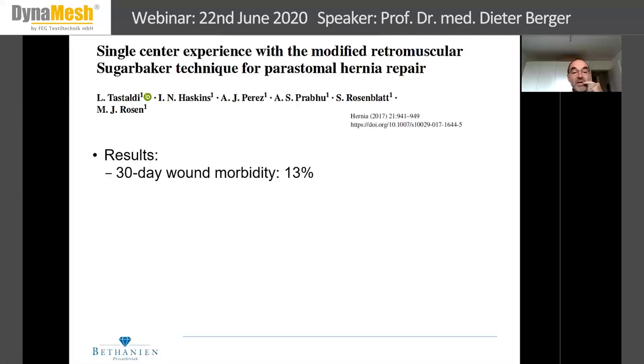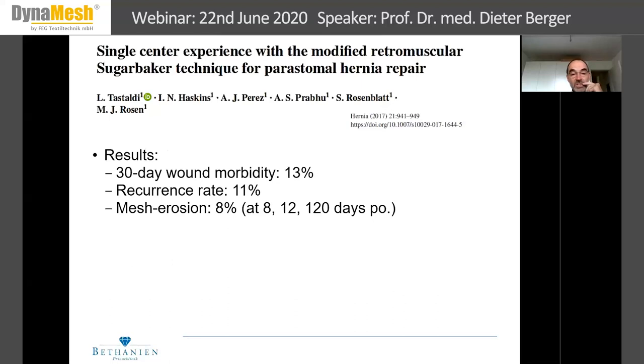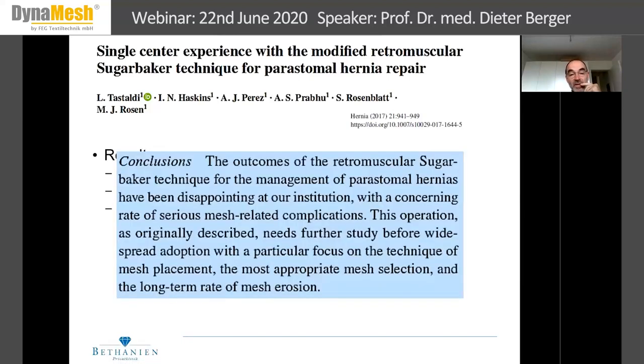And what they found was normal 30-day wound morbidity in a case of open surgery and transversus abdominis release, recurrence rate of 11%, which may be acceptable in the long run. But what is not acceptable is a mesh erosion problem in 3 cases, 8%, at 8 days, 12 days, and even 120 days postoperative. So the authors proposed that this is not a procedure which should be generally used until further studies reveal that it can be done better by any changes or modifications of the technique.